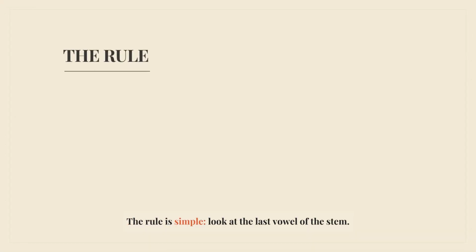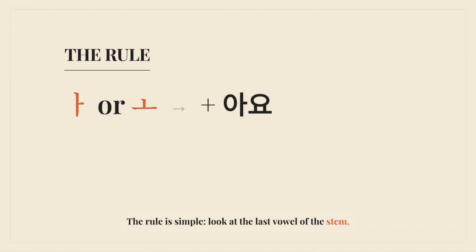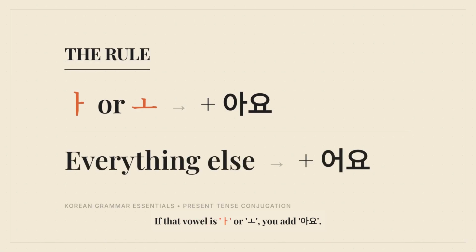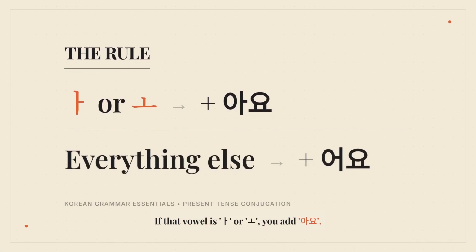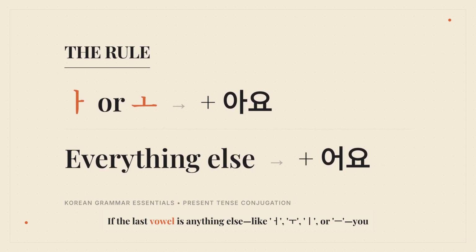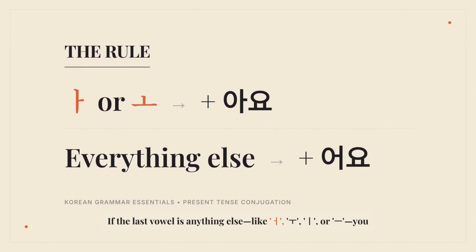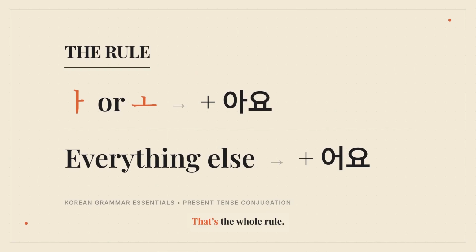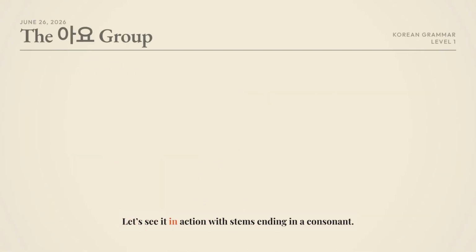The rule is simple. Look at the last vowel of the stem. If that vowel is a or o, you add ayo. If the last vowel is anything else, like eo, u, eu, or i, you add eoyo. That's the whole rule. Let's see it in action with stems ending in a consonant.